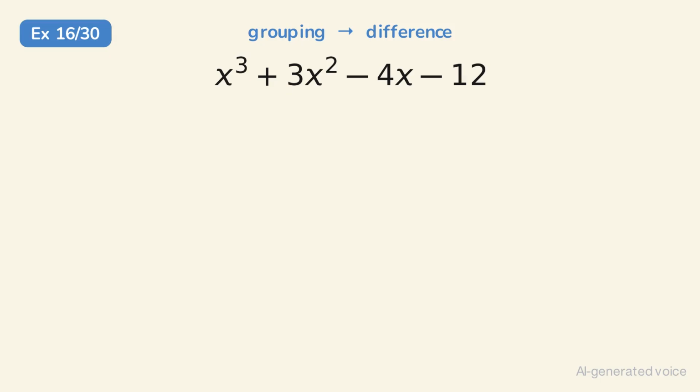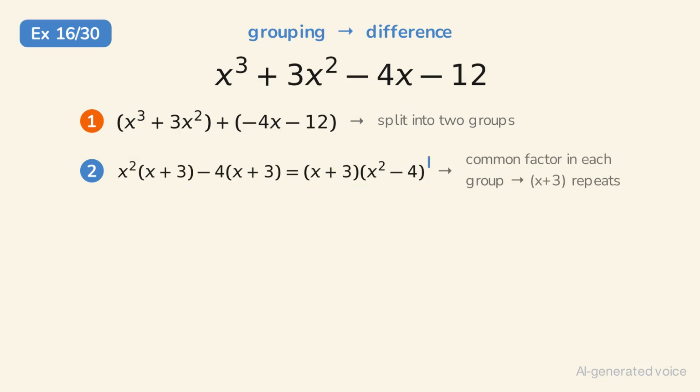We enter the home stretch, and this one combines 2 cases. Let's factor x cubed plus 3x squared minus 4x minus 12. 4 terms, so we think about grouping in pairs. We split them, the first 2 on one side, and the last 2 on the other. From the first, we pull x squared, leaving x plus 3. From the last, we pull minus 4, leaving x plus 3 again. Since the same binomial, x plus 3, repeats, we pull it out as a common factor, and inside we get x squared minus 4. But we're not done.